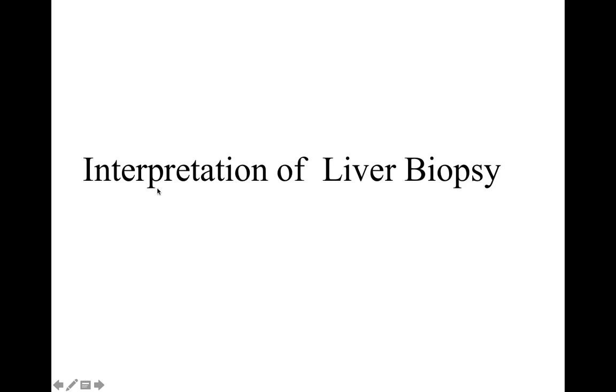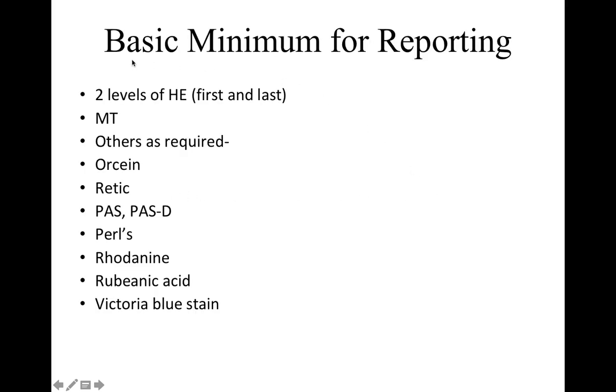So in this we'll be discussing the interpretation of liver biopsy. Let's move on to the basic minimum for reporting. When you are getting a liver biopsy tissue, there are certain things which are minimum for reporting. You should take at least 2 levels of hematoxylin eosin stain, especially the first and the last level. Then in between you should get a Masson's trichrome stain done.